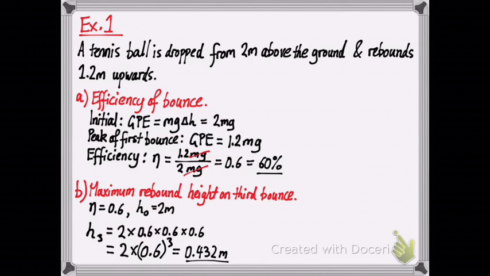And so after our third bounce, we get a maximum height of 0.432 meters. So this concludes this brief introduction on energy efficiency.